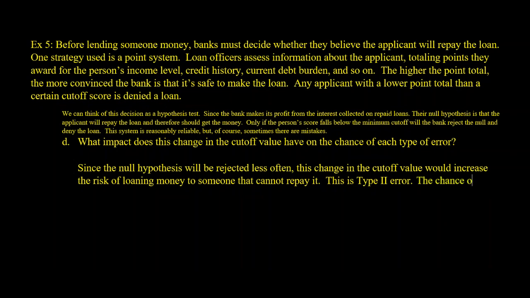The chance of type 1 error would decrease as the null will be rejected less often. The bank is less likely to decline a loan to someone that can repay it.